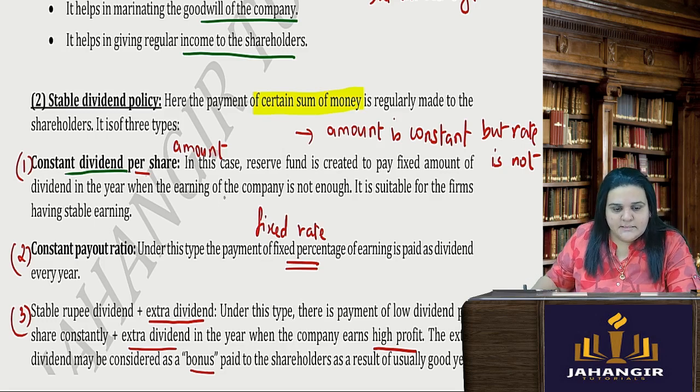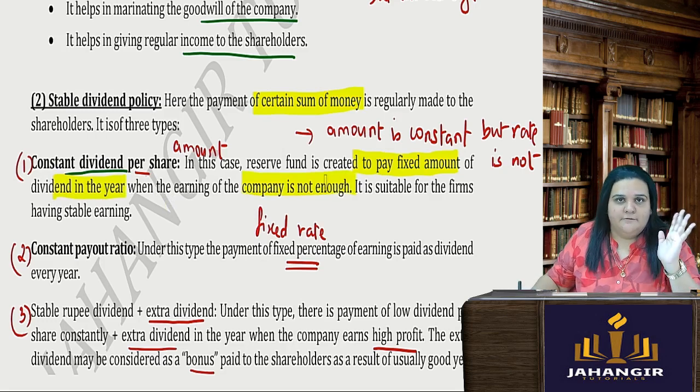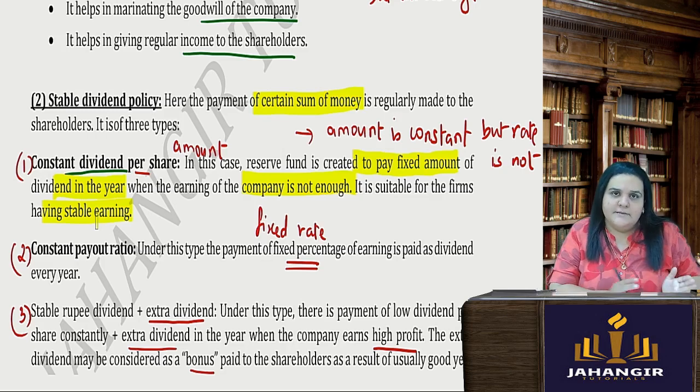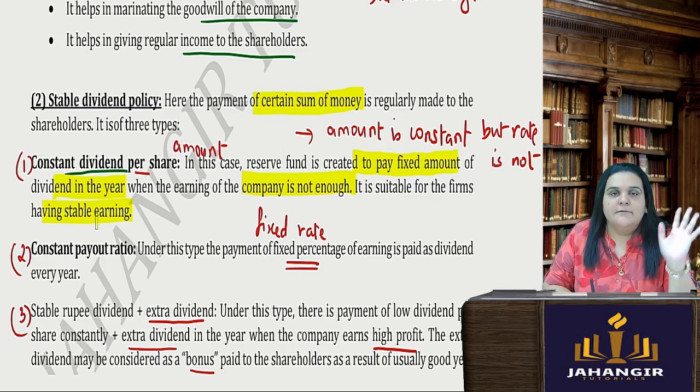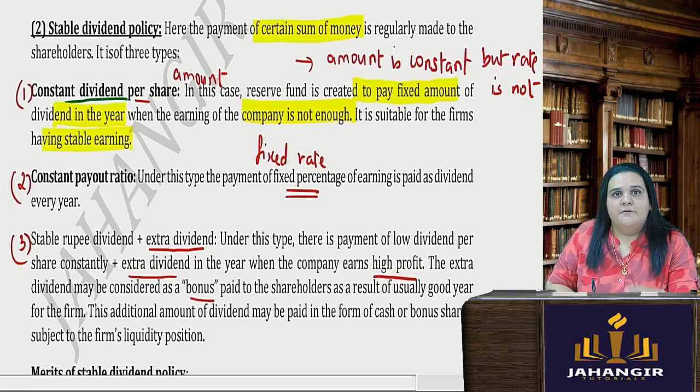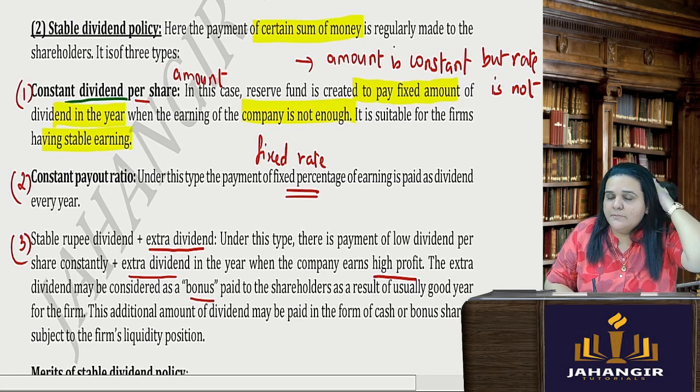In this case, the reserve fund is created to pay a fixed amount of dividend in the year when the earnings of the company are not enough. It is suitable for the firms having stable earning, but if the earnings are not enough, they create a separate reserve. From that they will pay dividend per share, not percentage. Per share it is stable. 2 rupees, 3 rupees. I get ONGC payment of dividend, they pay me 6 rupees per share.